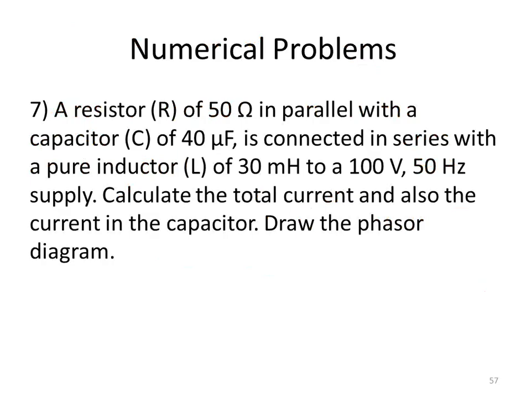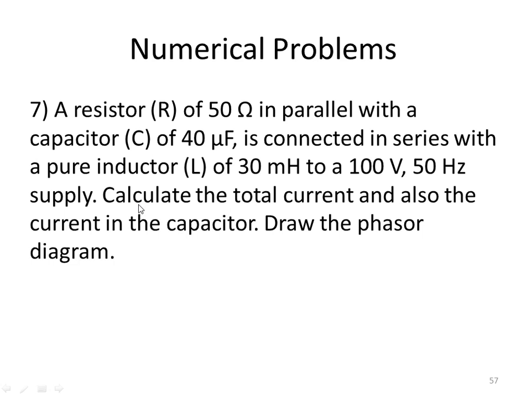Now, coming to the second question. A resistor of 50 ohm in parallel with a capacitor of 40 microfarad. That means 50 ohm resistance is connected in parallel with a capacitor of 40 microfarad, and that combination is connected in series with a pure inductor L of 30 millihenry, and it is supplied from a 100 volt 50 hertz supply. Calculate the total current and also the current in the capacitor. Draw the phasor diagram also.